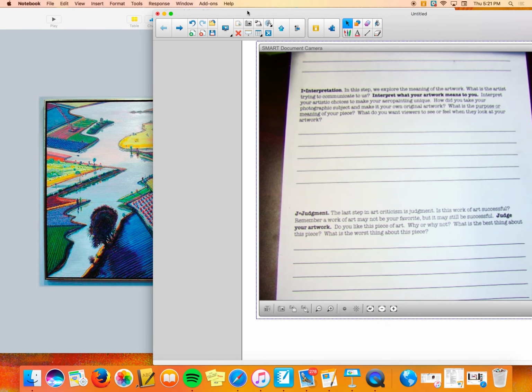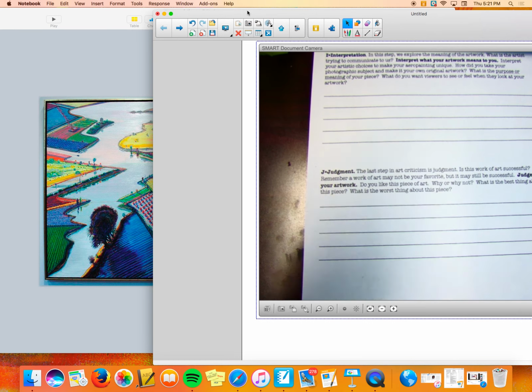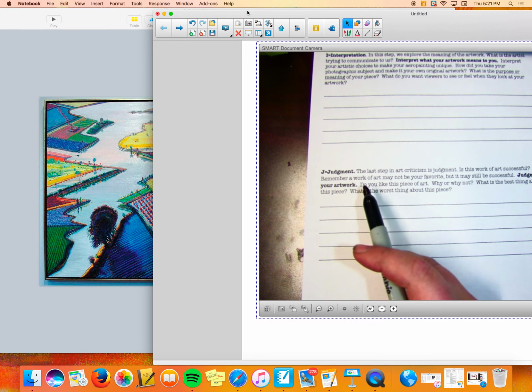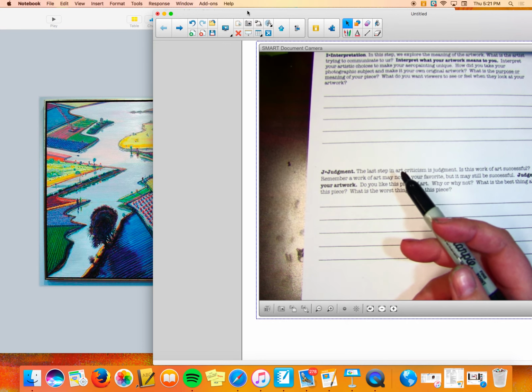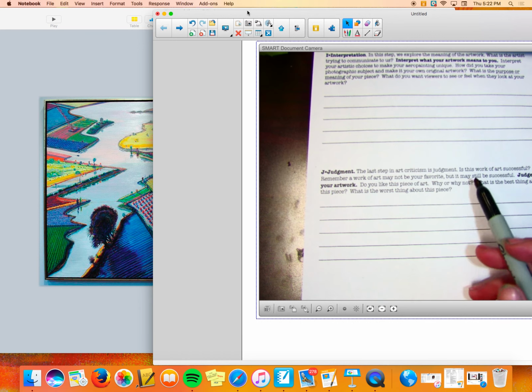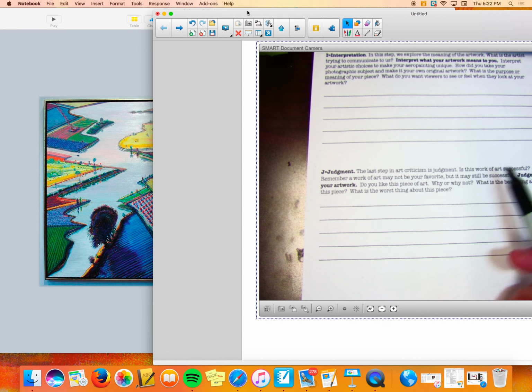And then the last section is judgment. A lot of times people think that judgment means if they like or dislike it. It's not always about your personal taste. The question's asking, do you think your work of art is successful? Do you think that your composition is strong? Why or why not? Then you can go into if you like it, but you should explain why you like it or why you don't like it.